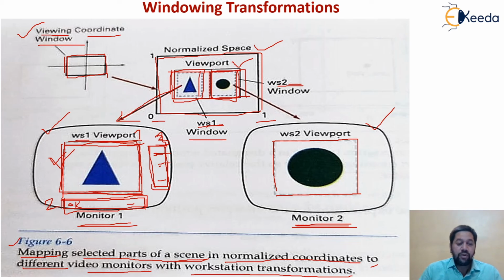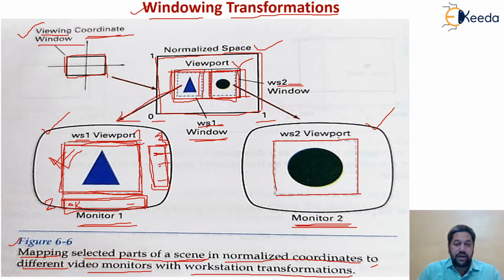So my purpose is, whatever I have captured under this window using this window coordinate system, I want to map it to any of the viewports on my screen. And this is something that we are going to call a windowing transformation. This is the concept related to the windowing transformation. I hope all of you have understood with the help of this diagram. What is meant by the viewport?